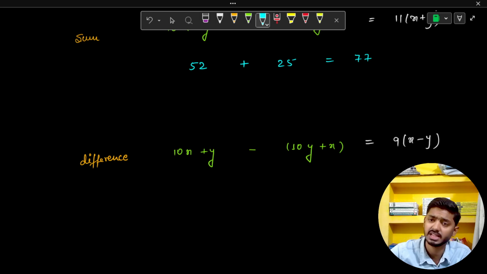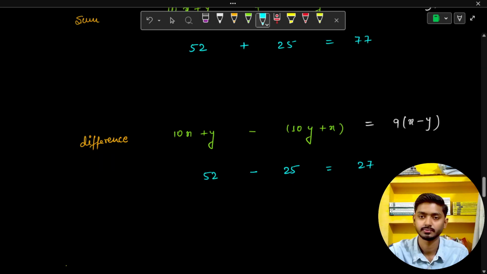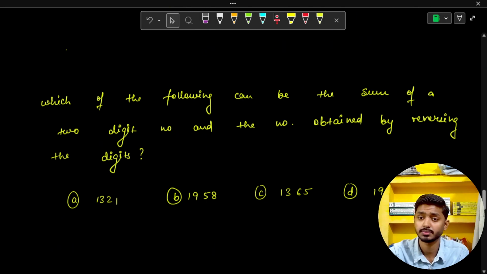Let's take an example, same example. I'd say 52 minus 25, which gives us 27, which is a multiple of 9. Now let's see a direct question based on this concept.